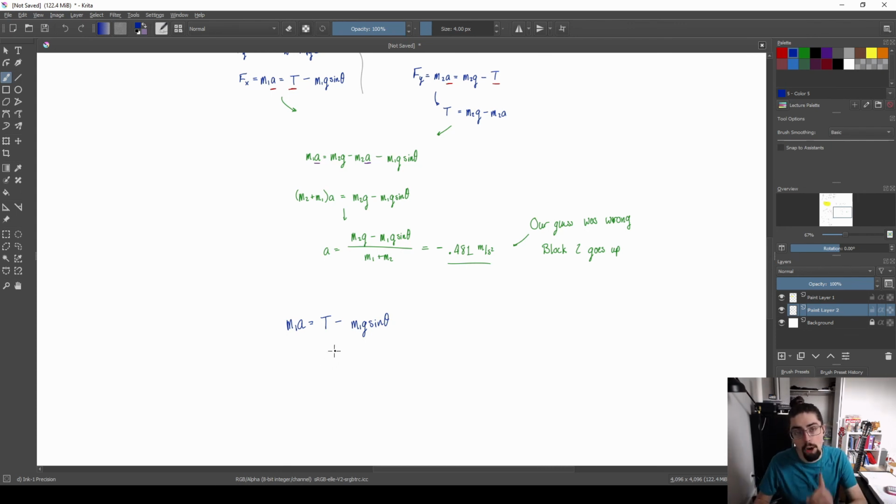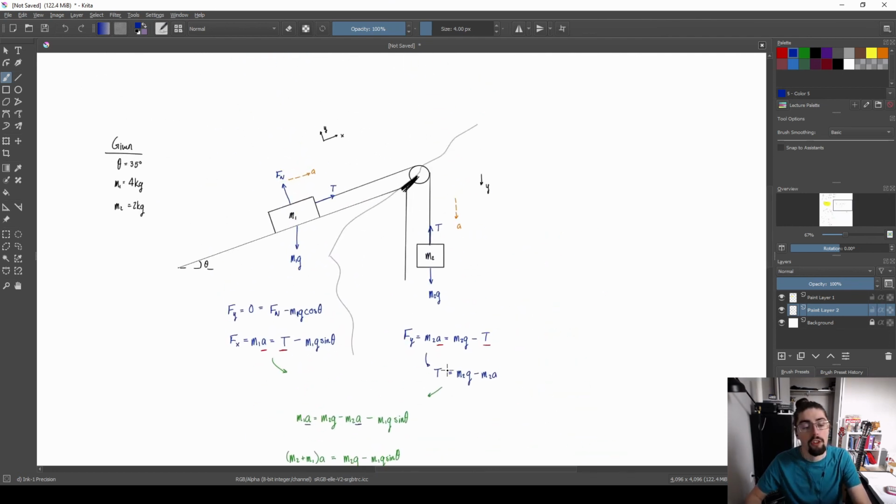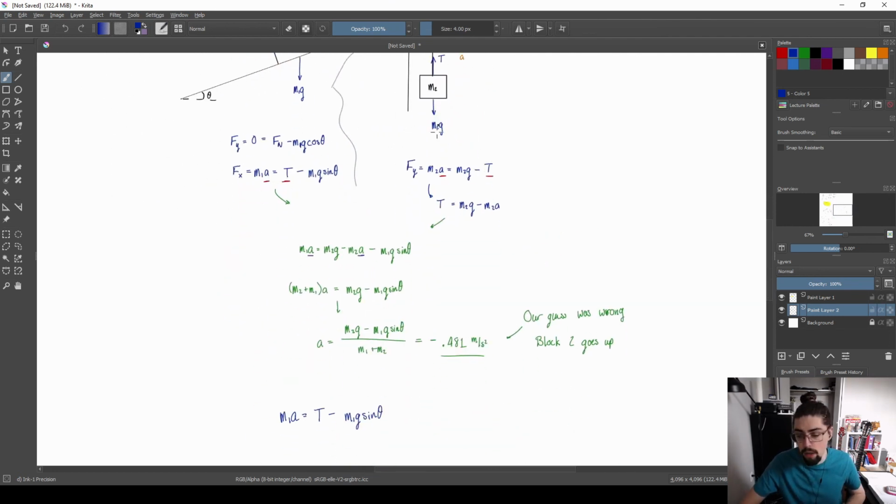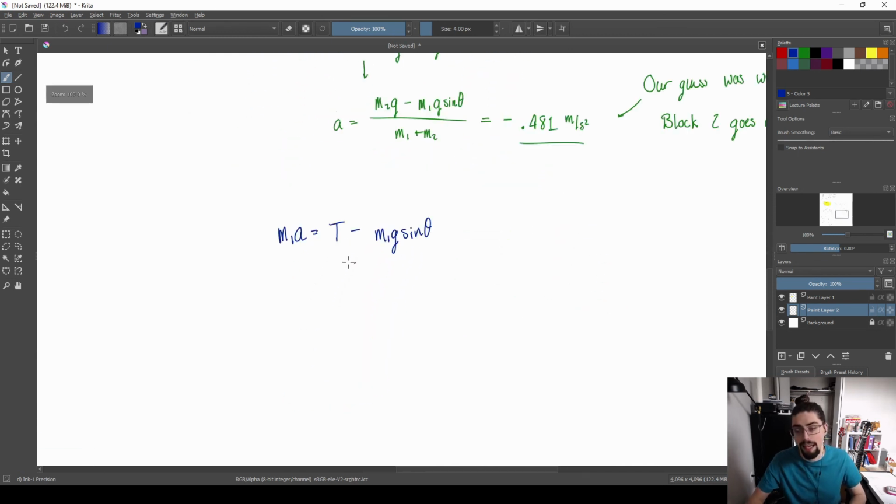We have set our picture. We drew the picture like this. We have made our decisions. We have to live with that through the end of the problem. We have already decided how everything is going to be laid out. So what I need to do now is when I plug in these numbers, this needs to be mass 1 times negative 0.481 is equal, well, let me just go ahead and move over.